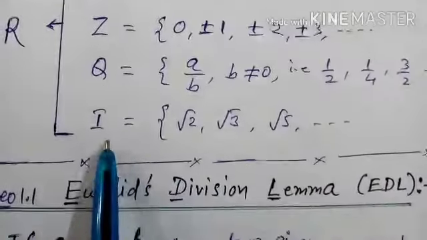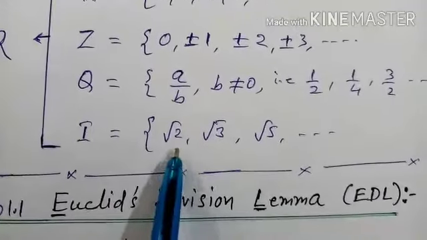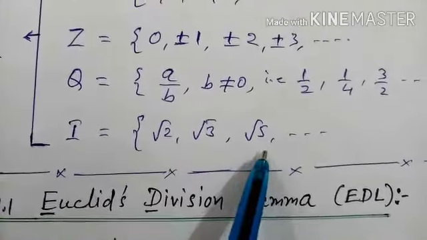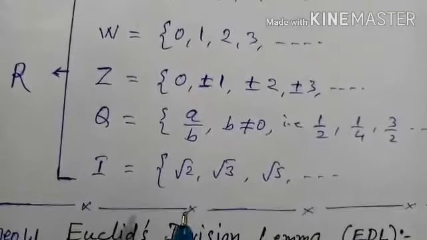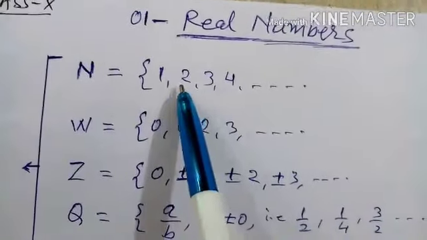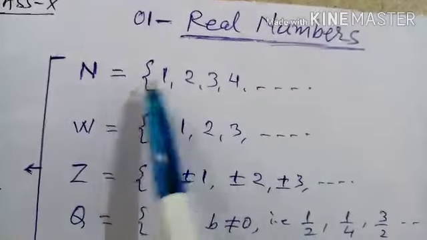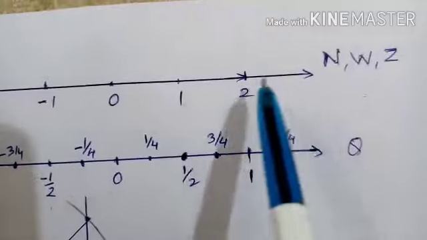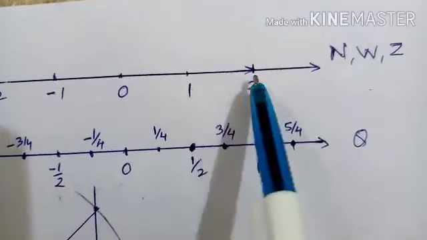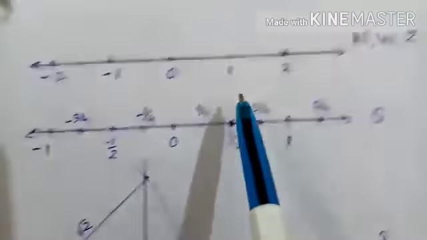And irrational numbers: under root 2, under root 3, under root 5 and so on. So let's see one more thing. These are the natural numbers, and we can represent these natural numbers on a number line. Let's see here. This is the number line, and we can represent natural numbers on the number line.